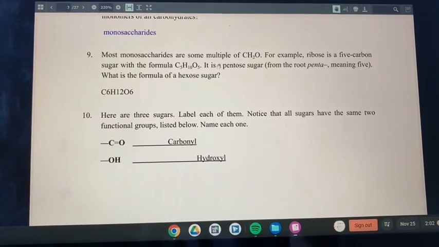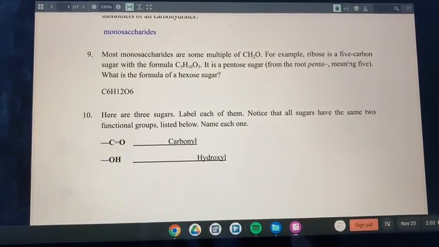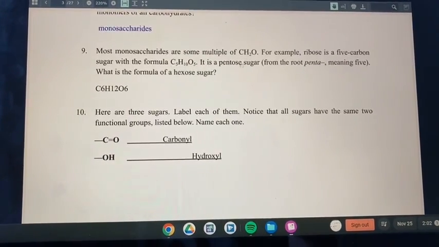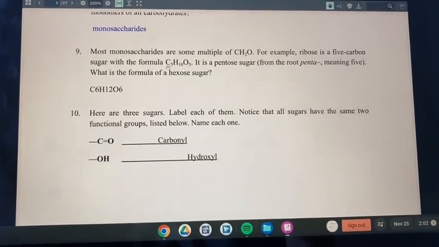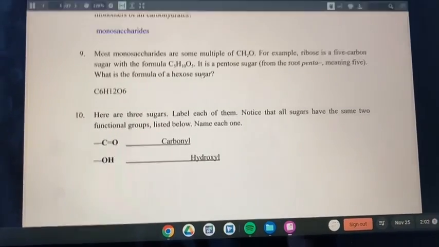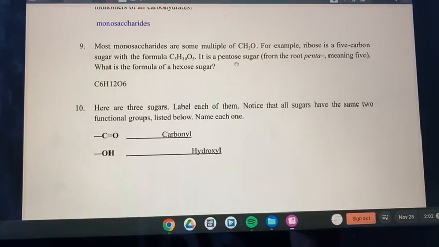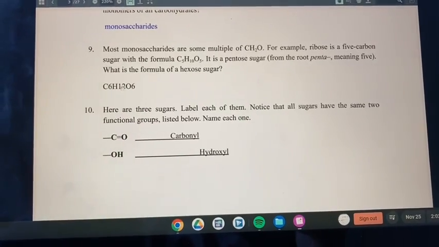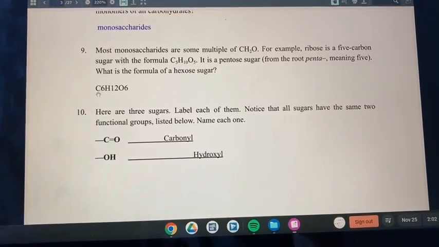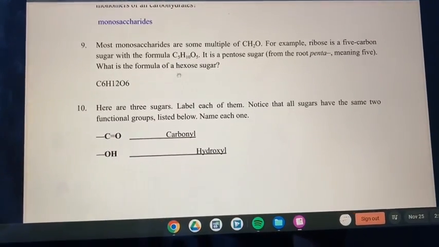Most monosaccharides are some multiple of CH2O. For example, ribose is a 5-carbon sugar with the formula C5H10O5. That's what makes it a pentose sugar. Penta means 5, which is why you have 5 carbon atoms, as you see right here from my cursor. What's the formula of a hexose sugar? Hexose means it has 6 atoms of carbon, right? Mentioned here, C6H12O6. That's your formula for glucose. It has 6 carbon atoms, and that's a hexose sugar.